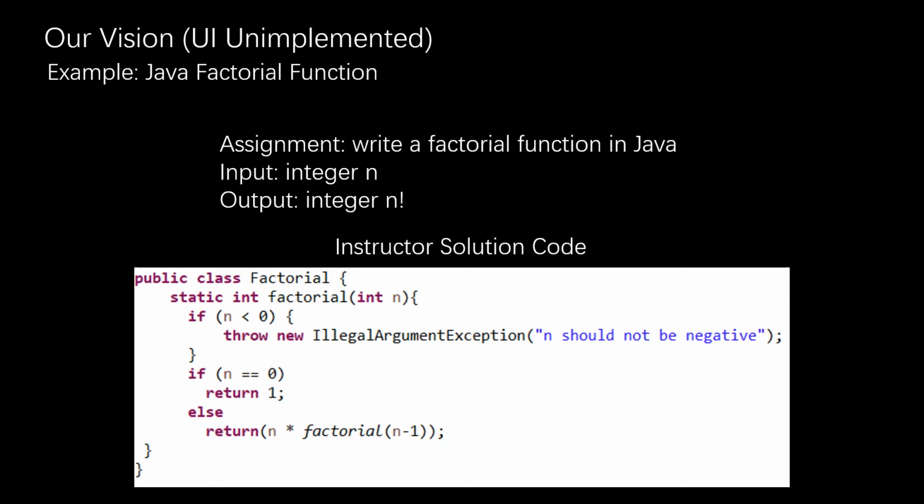To illustrate what our AI TA can do, we use the following example. Suppose that one assignment of a comp intro class is to write a Java factorial function, which takes an integer n as the input and outputs the factorial of n. Also, suppose that the instructor's solution code for this assignment is the one shown in the figure.